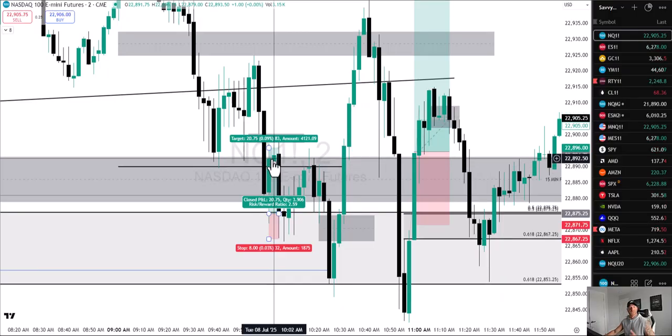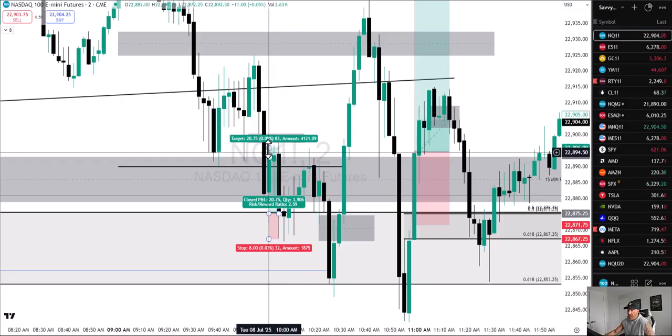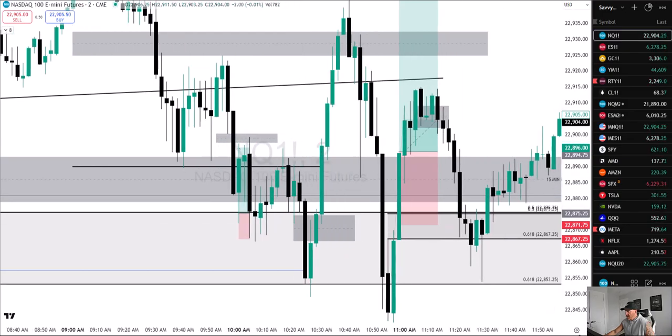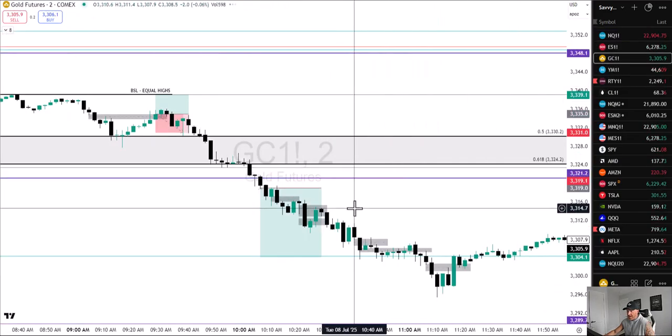It was quick. It was in and out. It was a beautiful scalp. And that was it. If we got higher, we got higher. I trailed my stop, but we didn't. We obviously wanted lower, right? So that was the trade on Nas. We'll hop back onto gold though and go over this banger here on gold.